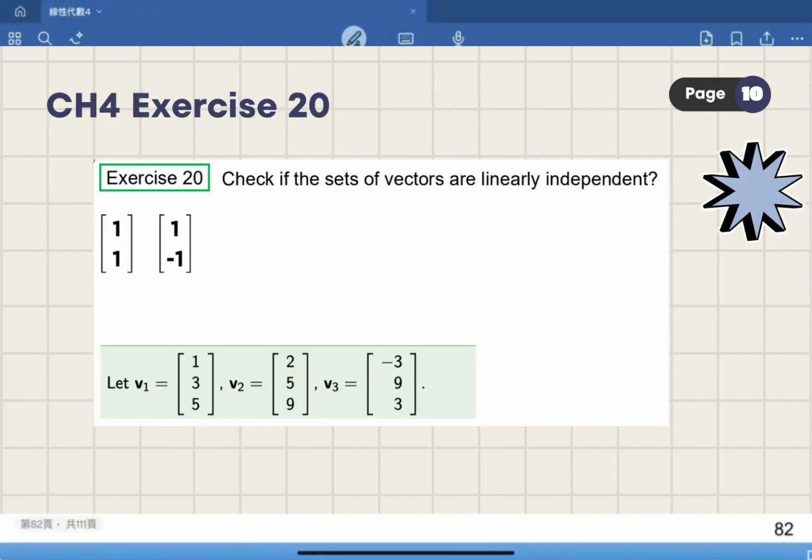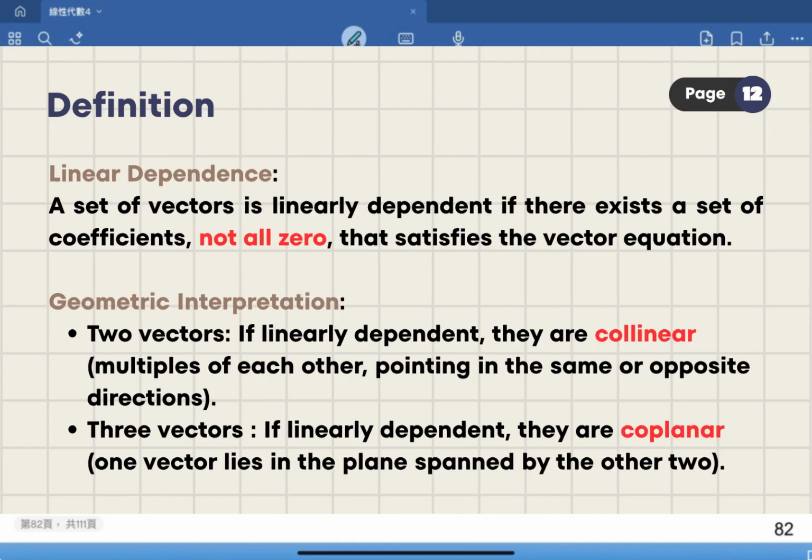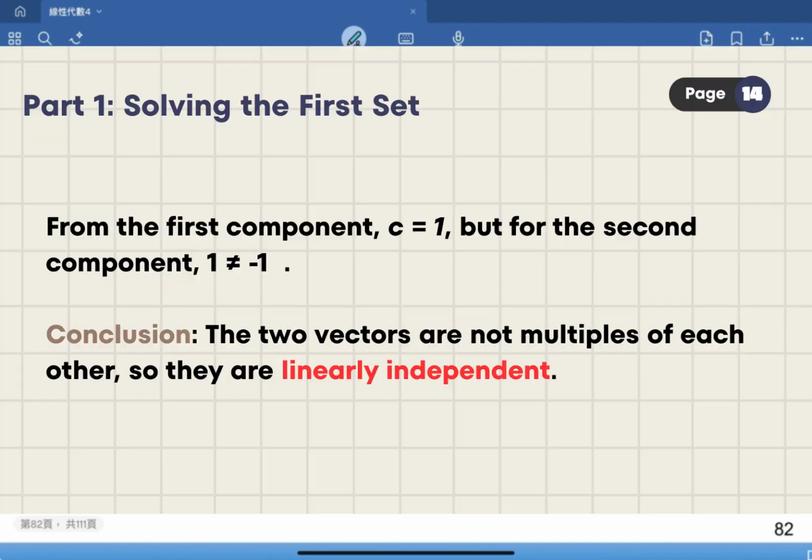Exercise 20. Check whether the vectors are linearly independent. Given V1 equals 1, 1 and V2 is 1 and minus 1. So place them into a matrix: 1, 1 and 1, minus 1. So perform row reduction. Row 2 equals row 2 minus row 1, which gives 1, 1 and 0, minus 2. There are two pivots, one in each column. Therefore, the vectors V1, V2 are linearly independent.